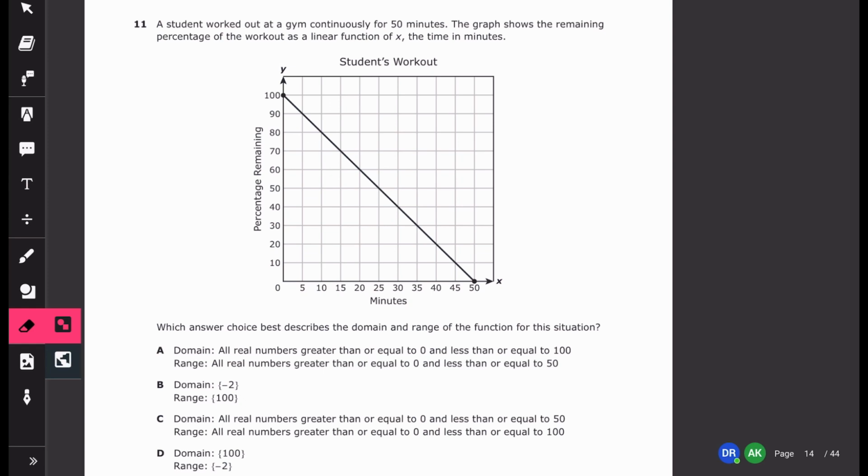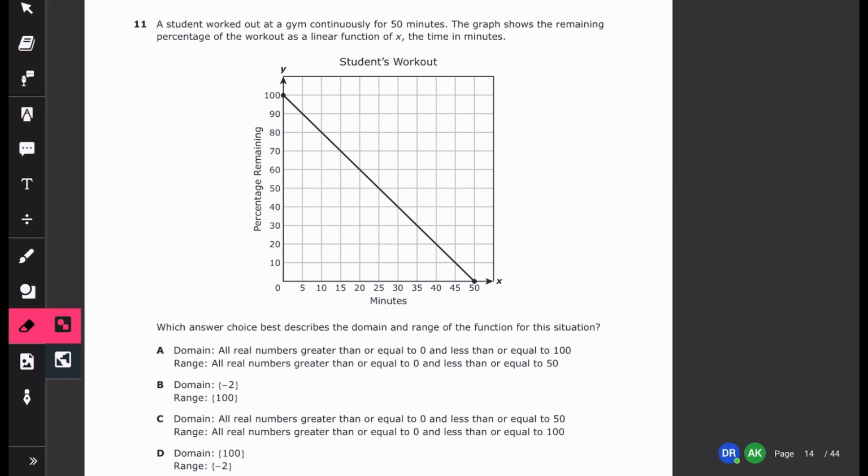11th one. A student worked out at a gym continuously for 50 minutes. The graph shows the remaining percentage of the workout as a linear function of x, the time in minutes. Which answer choice best describes the domain and range of the function for this situation?